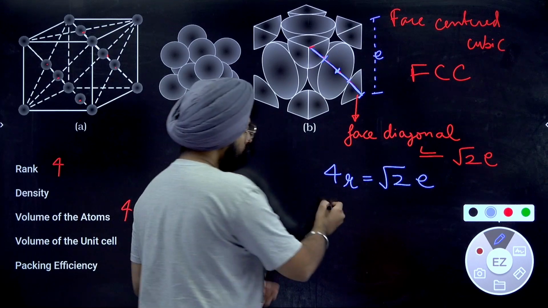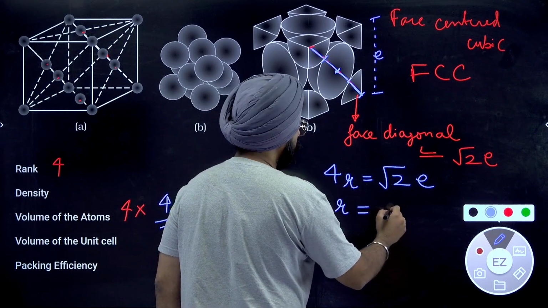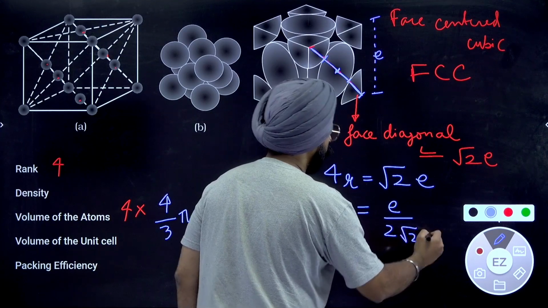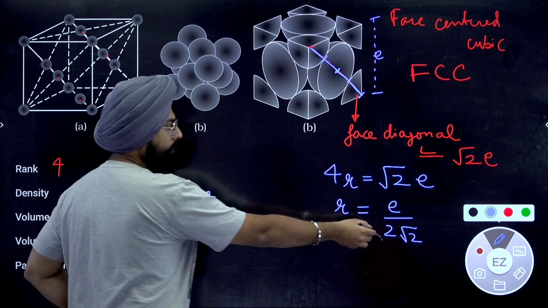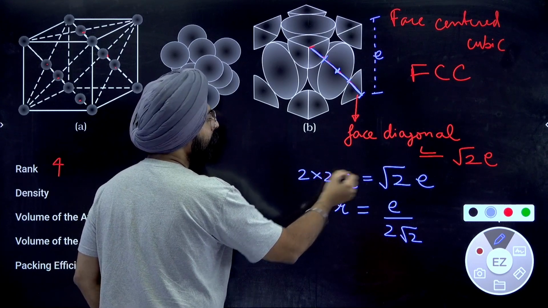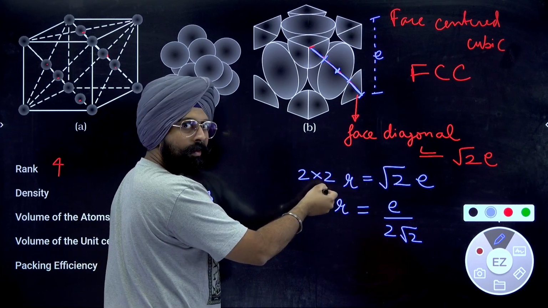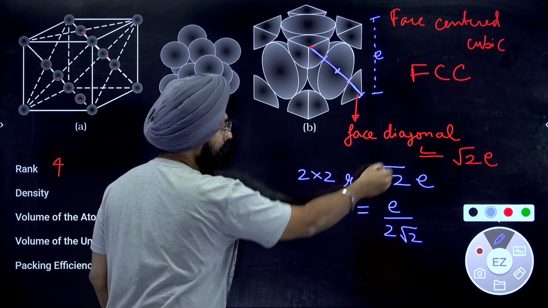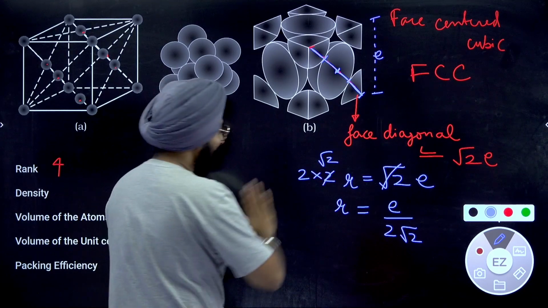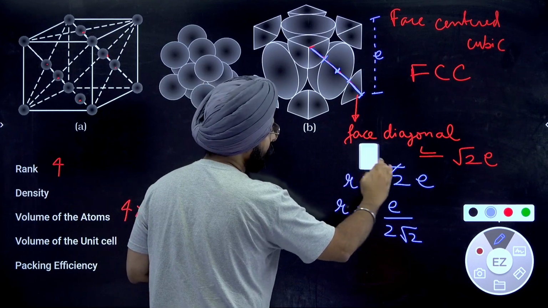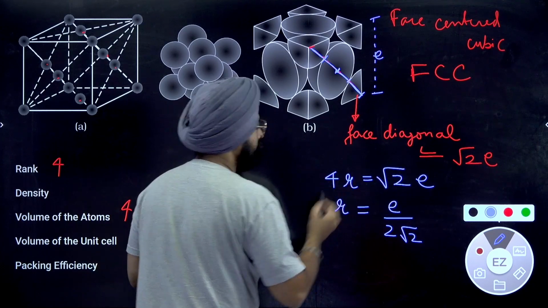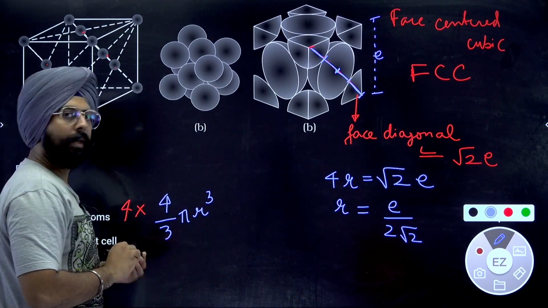So over here, can I write R is equal to E divided by 2 root 2? You understand how I wrote that? 4 is equal to 2 into 2 root 2. The 2 will cancel out, so this will also become root 2 root 2. Okay, fine, in case any of you had that confusion. So R is equal to E by 2 root 2.